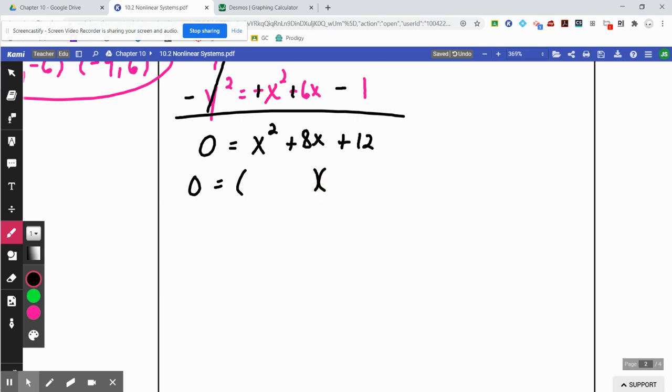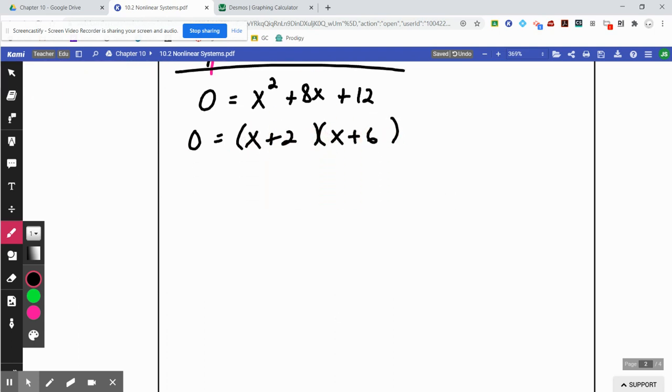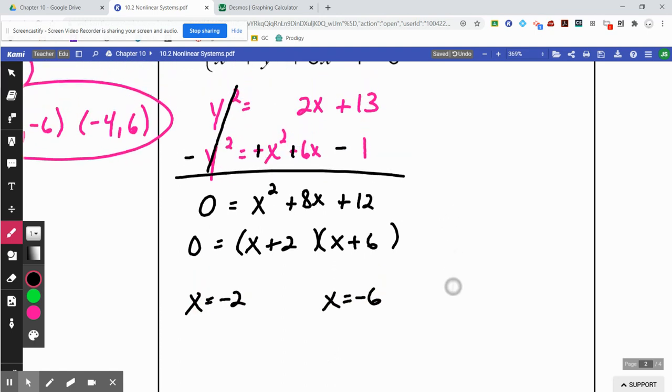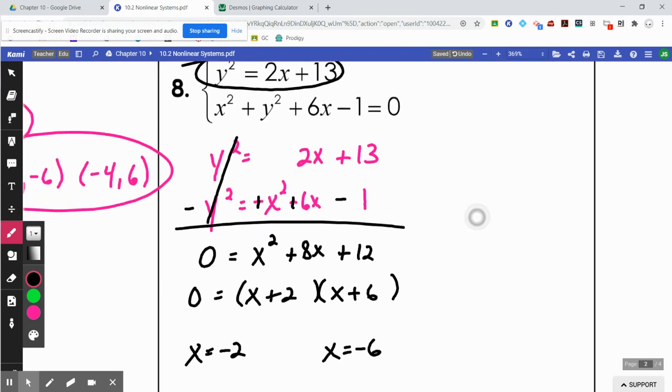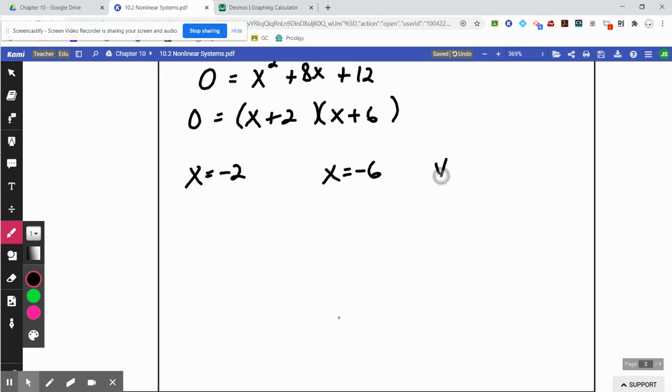Everything's got to cancel. Factor, that's going to be (x plus 2)(x plus 6). So therefore, x is either -2 or x is -6. Let's go back and plug it in. Best place is going to be probably here. So let me go ahead and write that down. y squared is 2x plus 13.